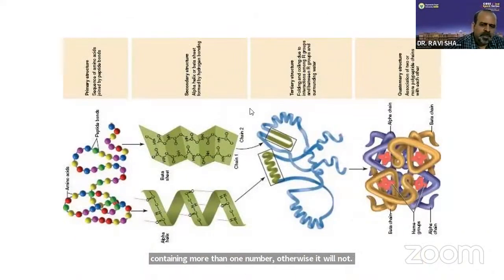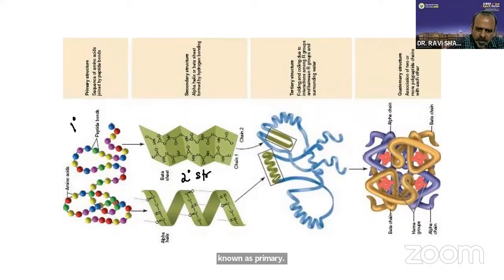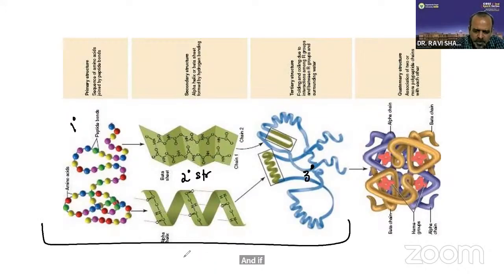So again, the same structure. The linear sequence is known as primary. If it folds upon itself, we call it secondary structure. If the secondary structure folds upon itself, we call it tertiary. And if the tertiary structure is there, then only we call the protein biologically active. If secondary and tertiary structures are lost, we call it denaturation.